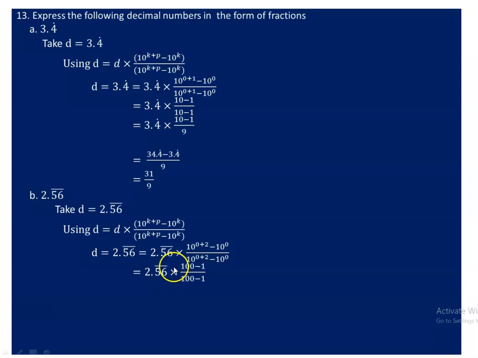256.56 repeating. Reason, because as I said, this is nothing but 2.565656. These two are repeating to the right side. So as you are moving this decimal point to the right, this is going to be 256.565656, which actually is 256.56 repeating. Then when you multiply this by 1, this will be what? The number itself, 2.56 repeating. And 100 minus 1 makes 99.